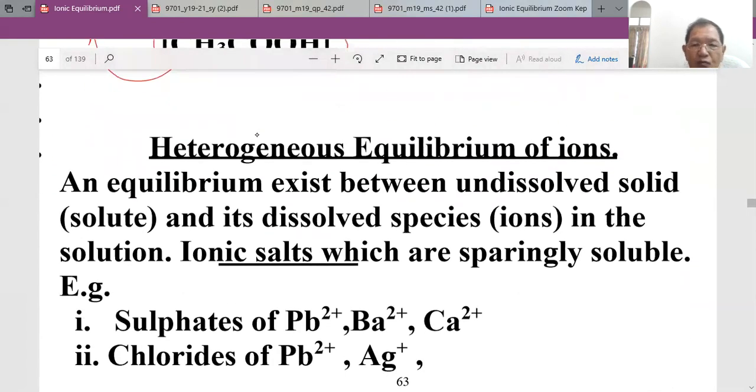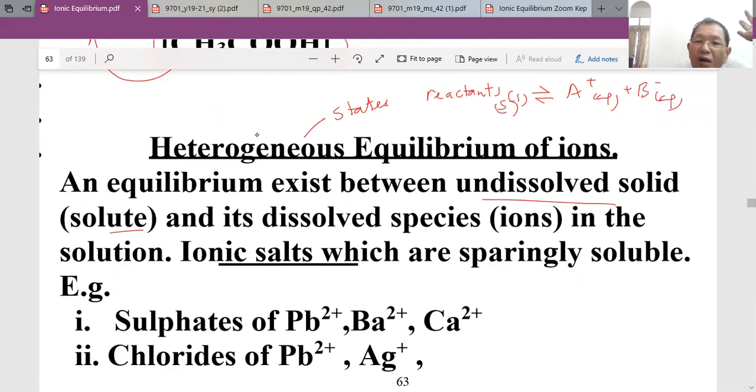Now the other one is heterogeneous equilibrium of ions. Hetero means different states. Homogeneous means both are in the same state, aqueous. So what does heterogeneous equilibrium of ions mean? An equilibrium exists between the undissolved solid, that means I have my reactants here as solid, undissolved, but somehow it will dissolve and give me ions, A plus aqueous and B minus aqueous. This is a heterogeneous equilibrium, solid and aqueous.